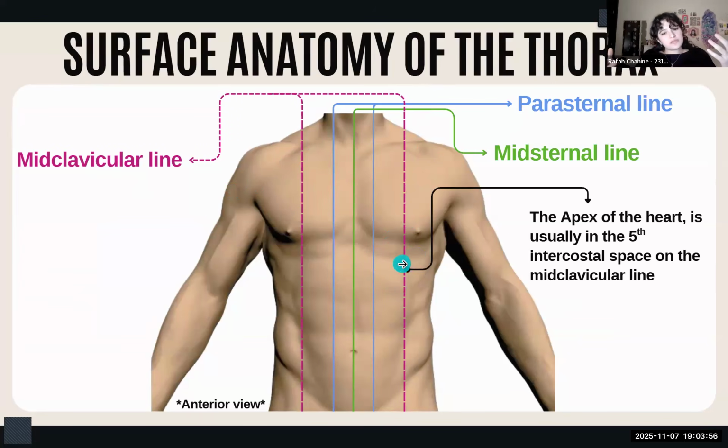What is an intercostal space? Anything that says costal relates to the ribs, okay? In between the ribs, you've got a space. That is the intercostal space. We go down to the fifth one. That's where you're going to find the apex of the heart.